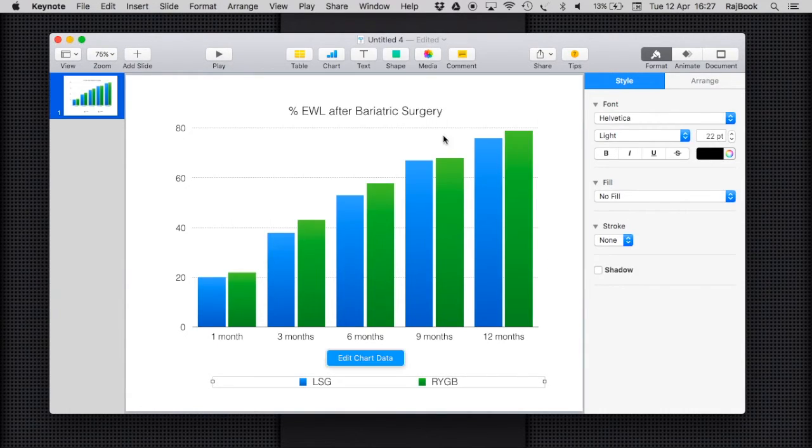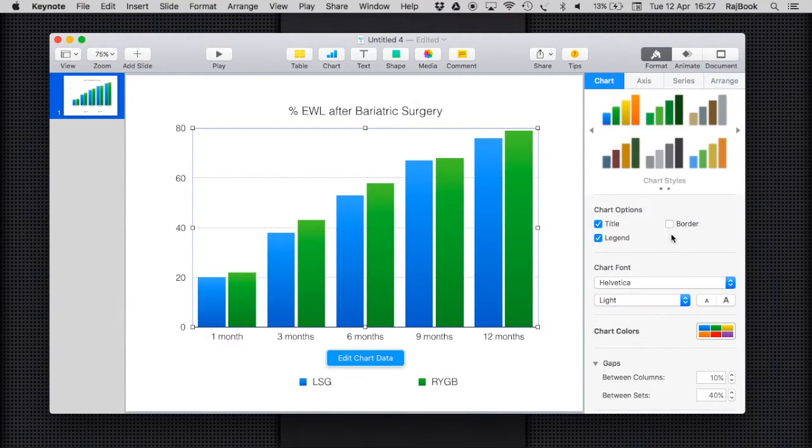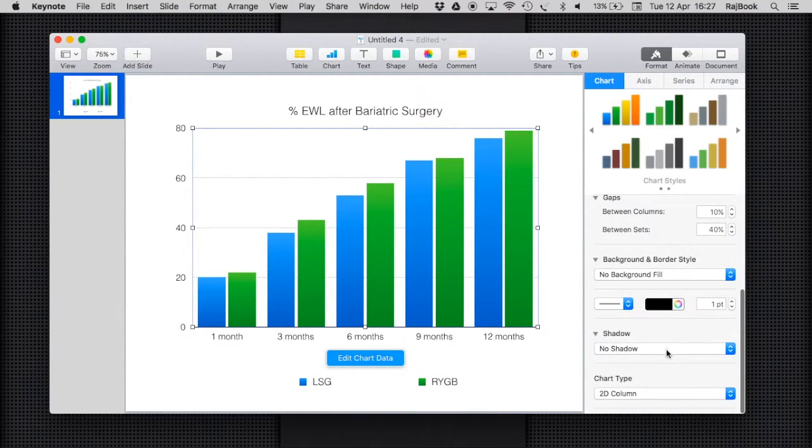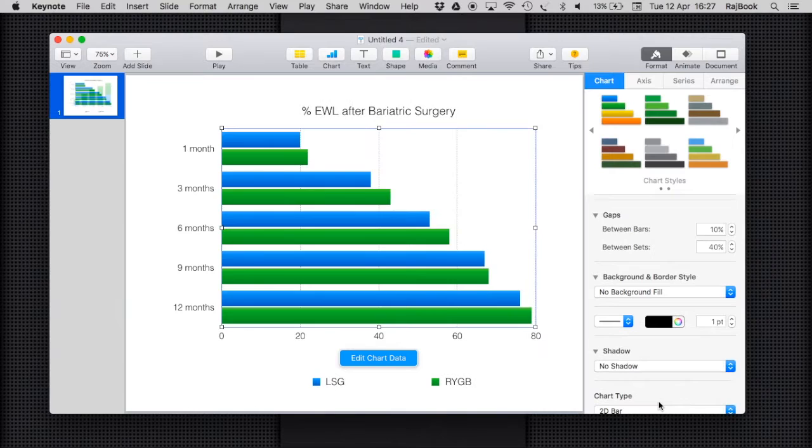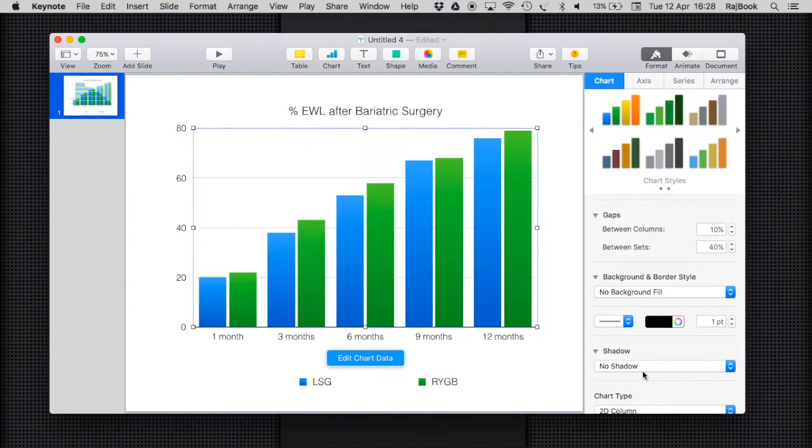Once that is done, we can go in and change the type of chart you want. It can be a stacked column, you can have a bar, but for all practical purposes, 2D columns are so common, so I try to choose 2D column here. So I'm done with the 2D column here.